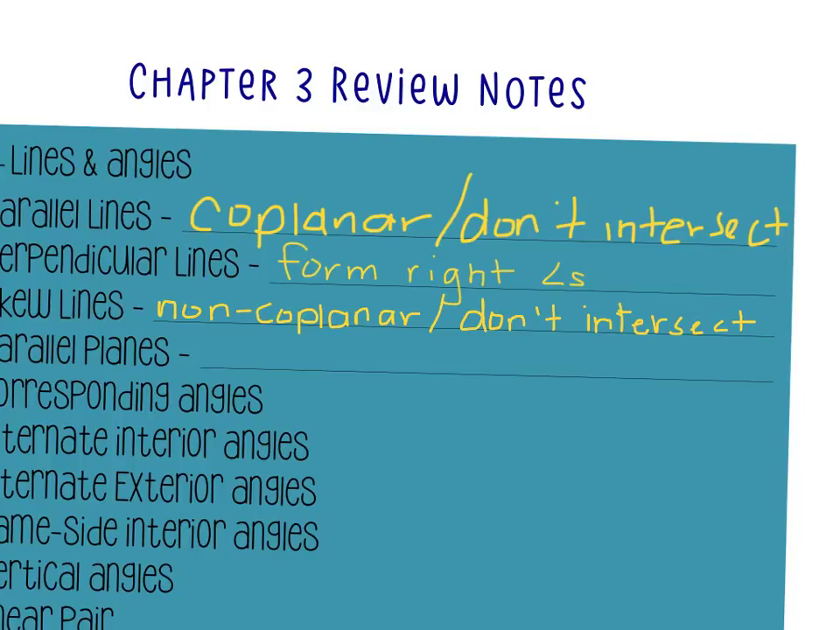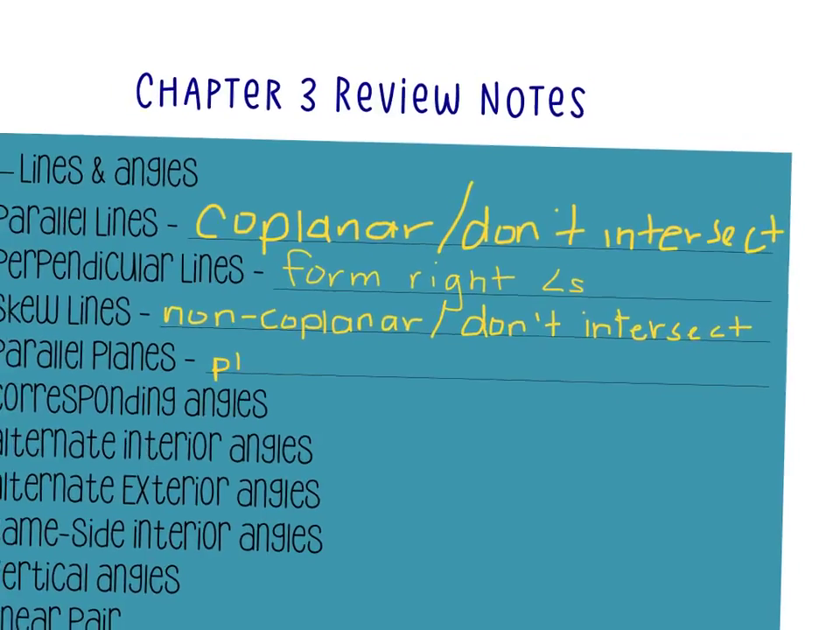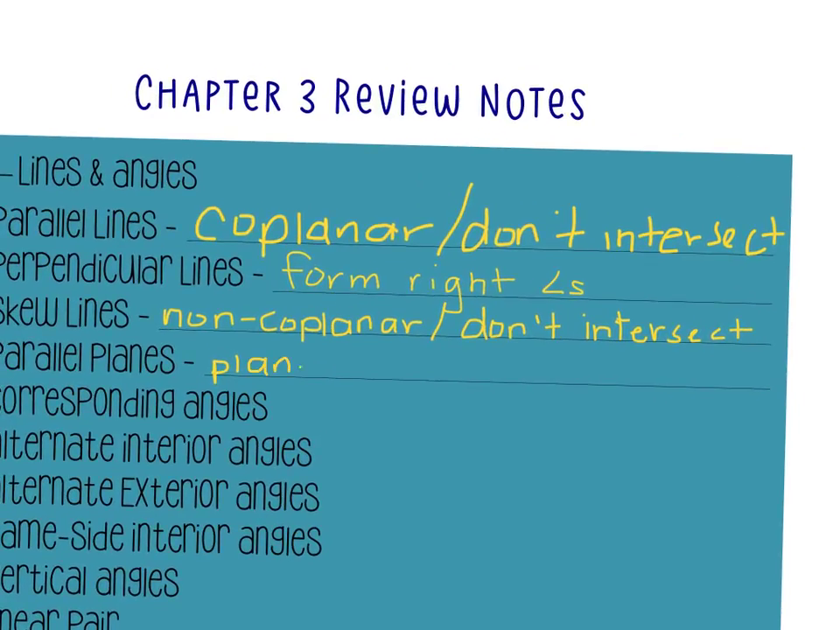Parallel lines are coplanar and don't intersect, and skew lines are non-coplanar. Right. So they can't lie on the same plane. So if you're looking at a box, they can't lie on the same side of the box, right? But they can't intersect. And then parallel planes are planes that don't intersect. You can't have coplanar and non-coplanar planes because if they're coplanar planes, they're the same thing. So these would be non-coplanar that don't intersect.